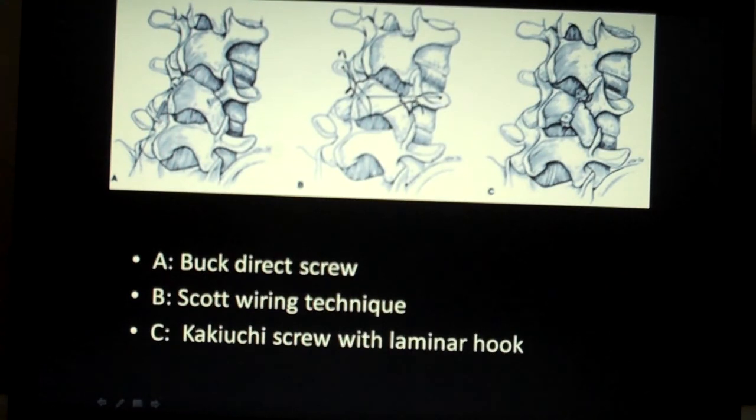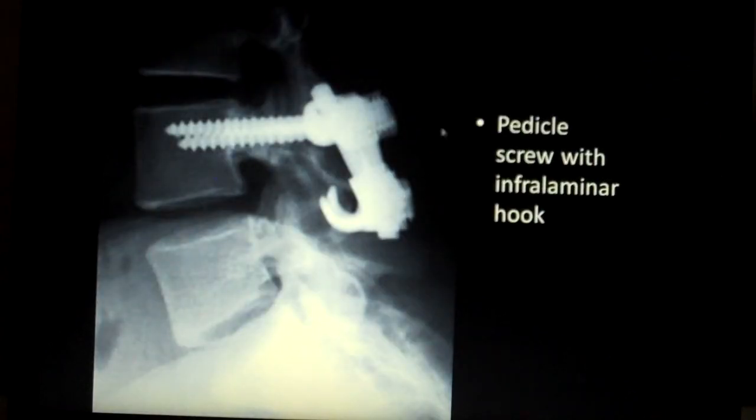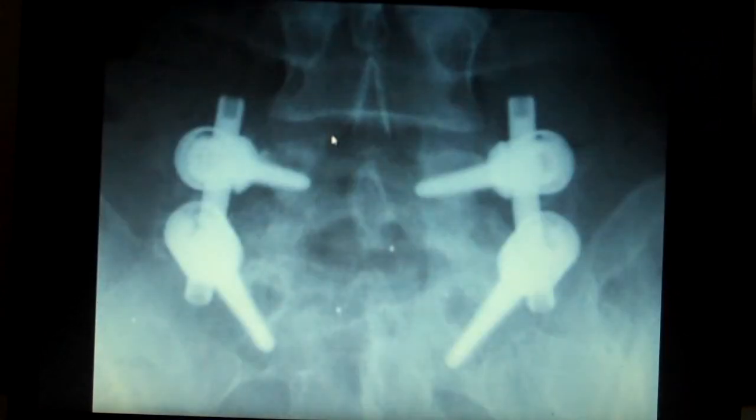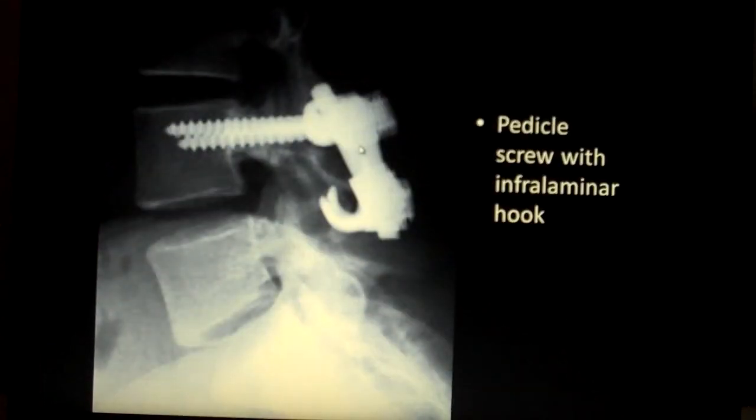The other one is to wire it with a figure of 8, just like you would do an olecranon, and then tighten it up. That's called the Scott wiring technique. And the last one is a pedicle screw with an infralaminar hook, which is probably the strongest way to do it and the least likely to fracture. Like these two, I would be worried that the implant would break if the fusion didn't take. And this is the Kakiuchi screw and hook technique. So there's a pedicle screw, and here's the fracture, and then there's a hook, and you compress between the two. That should stabilize the fracture and help it to heal.